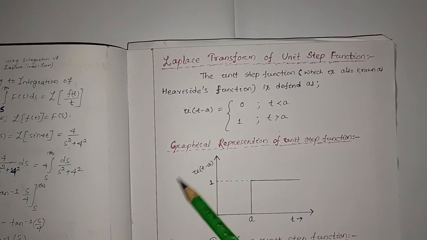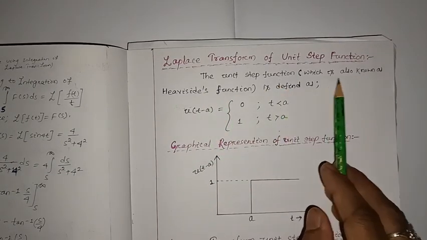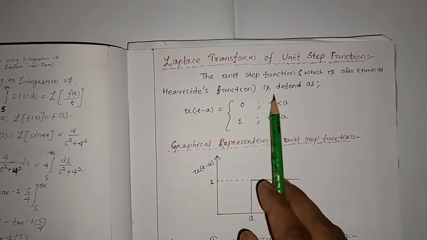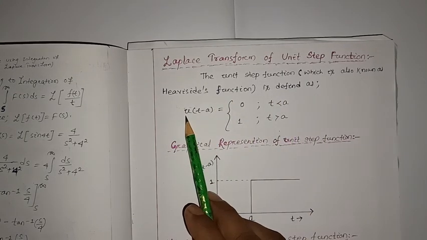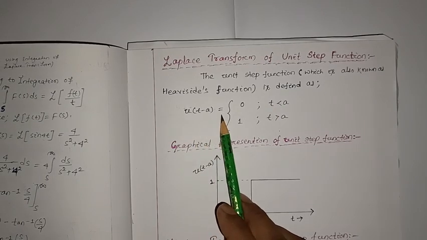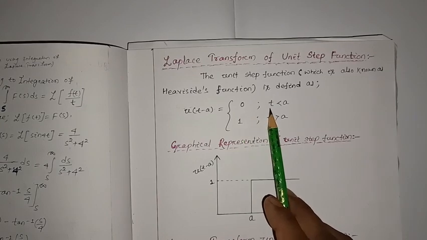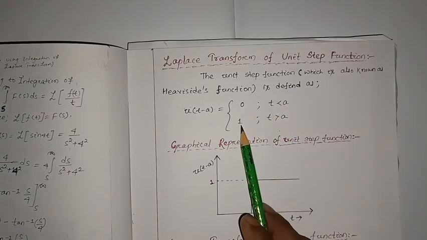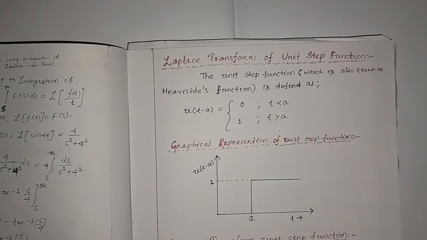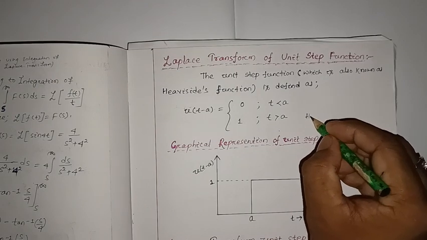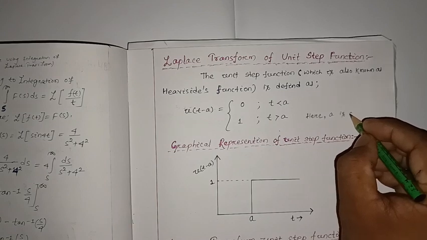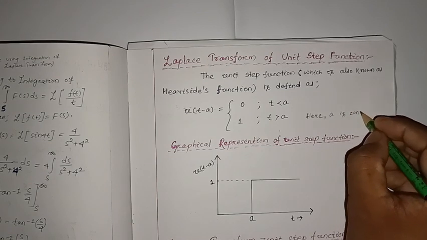Okay, so let's start. The unit step function, which is also known as Heaviside function or Heaviside unit step function, is defined as u(t minus a). Here u is the small u, okay? u(t minus a) is equal to 0 when t is less than a and 1 when t is greater than a. Here a is a constant, okay?